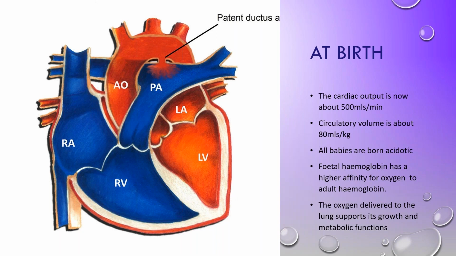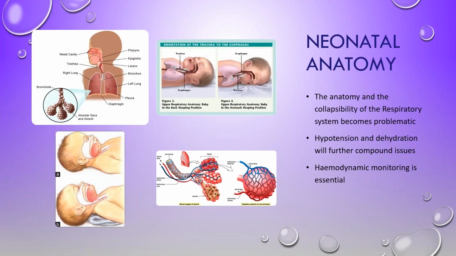Fetal hemoglobin has a higher affinity for oxygen than adult hemoglobin, and on the very sophisticated blood gas machines, it will show you what your fetal hemoglobin is. The oxygen delivered to the lung supports its growth and metabolic function. So just as the oxygen that goes to the heart also supports the heart, it supports the lung. It's very important that we remember that.